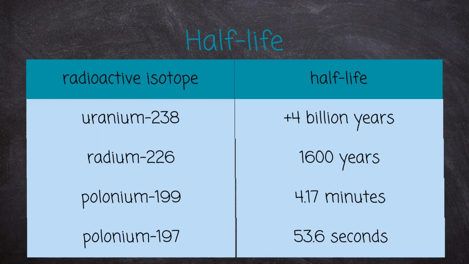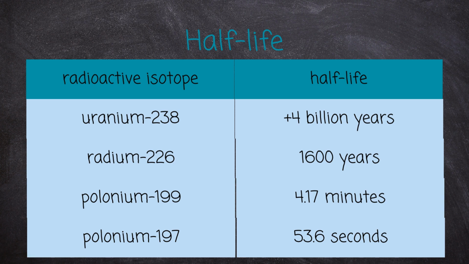The half-life for one kind of uranium-238 is over 4 billion years. For radium-226, it is 1,600 years. For polonium-199, it is 4.17 minutes, while for polonium-197, it is 53.6 seconds.